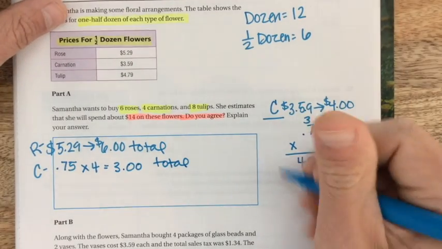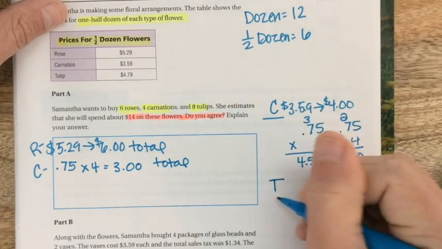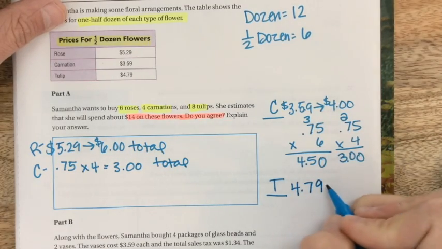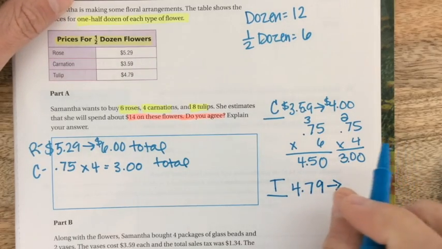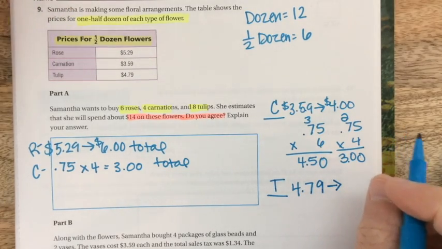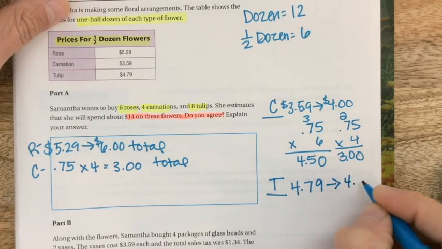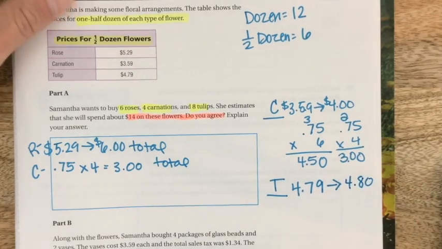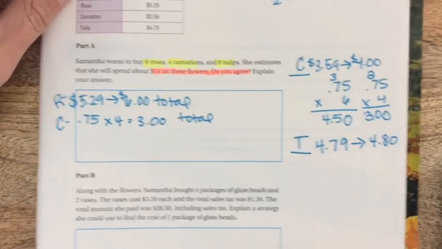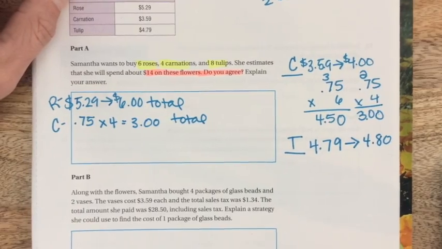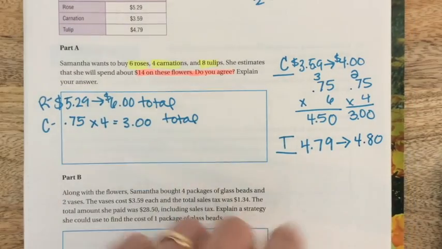So tulips are $4.79 for 6 of them. And I'm going to change my $4.79 to, ooh, this is good. I like this. Okay, so $4.79. I'm going to change that into $4.80, and hopefully some of you guys picked up. I changed it into $4.80 because, sorry, I'm kind of writing too far off each side.